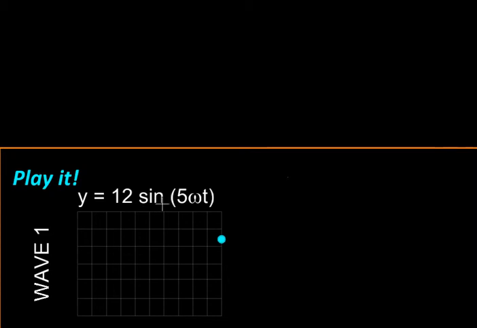Y is equal to 12 sine omega t. Its phasor looks like this, and if you look at it step by step, then you will realize how the motion is following the phasor. Phasor goes down, the particle goes down, the phasor goes up, particle goes up, and so on. So this is how a phasor governs the motion.